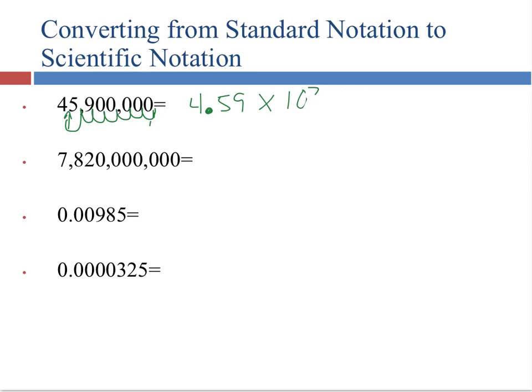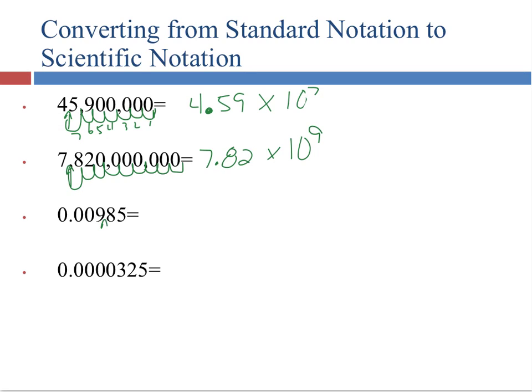Because again, I moved it 1, 2, 3, 4, 5, 6, 7 places to get the decimal point where the first digit is 1 or greater, but less than 10. In the second example, I'm going to want my decimal point right here. I'm going to want it to be 7.82. Now to get there, I need to move the decimal point 1, 2, 3, 4, 5, 6, 7, 8, 9 places. So I'm going to multiply this by 10 to the 9.